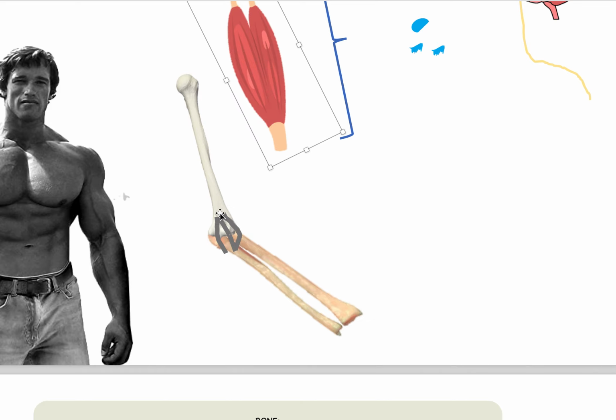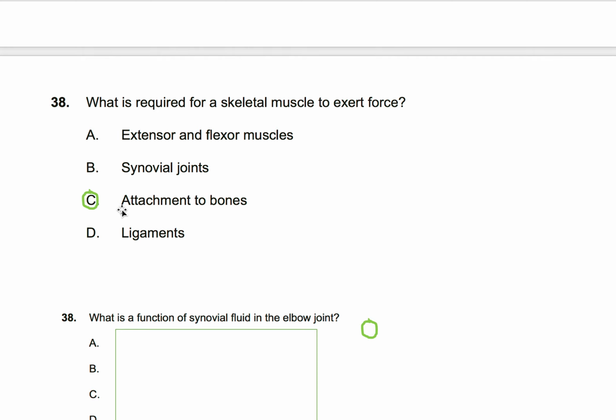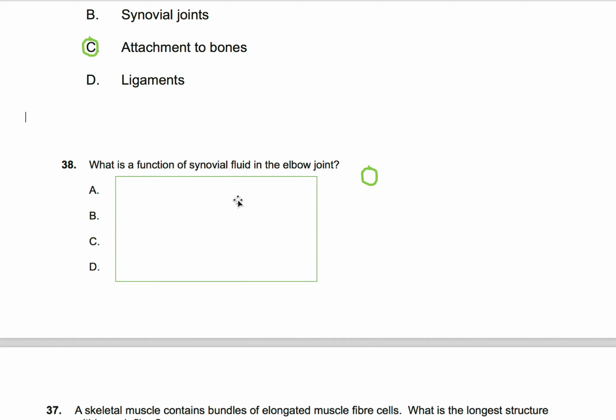But if muscle is gone and there's just ligament and bone, that can't cause movement, right? If we put ligament on the bone, will that cause movement? No. So you need bone and muscle to cause movement. So therefore, the answer is C. Okay, let's get to two more.